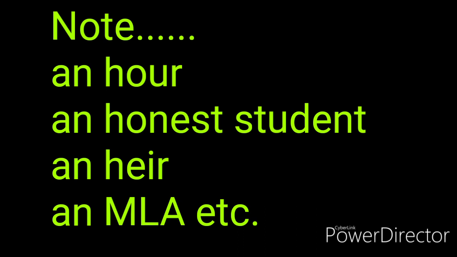See some more examples. An hour, an honest student, an heir, an MLA, etc. In the first three examples, H is silent. So the pronunciation of the first one is 'our', of the next 'onest', of the next 'air'. All three examples start with a vowel sound, so we have to use article AN. And the last one, MLA. Here we pronounce M, 'em'. The first sound is a vowel, so we have to use article AN here.